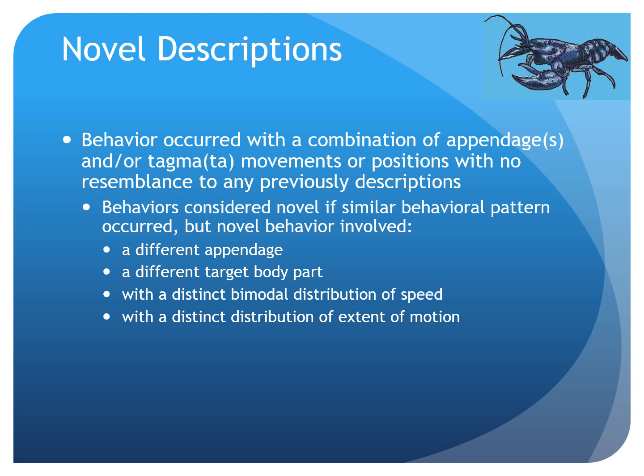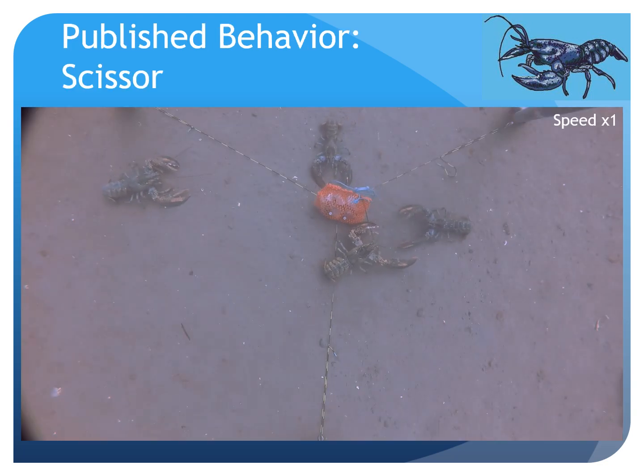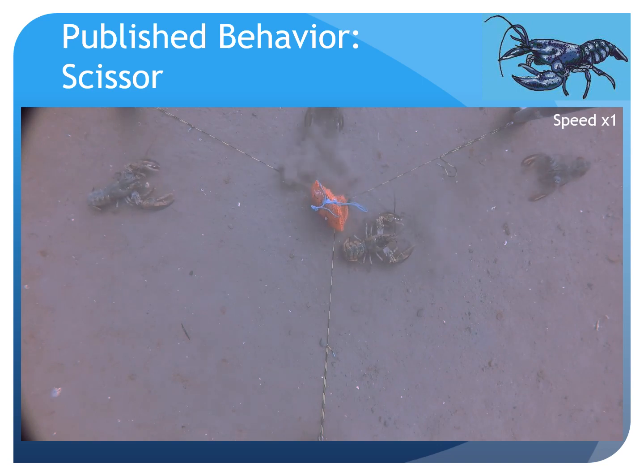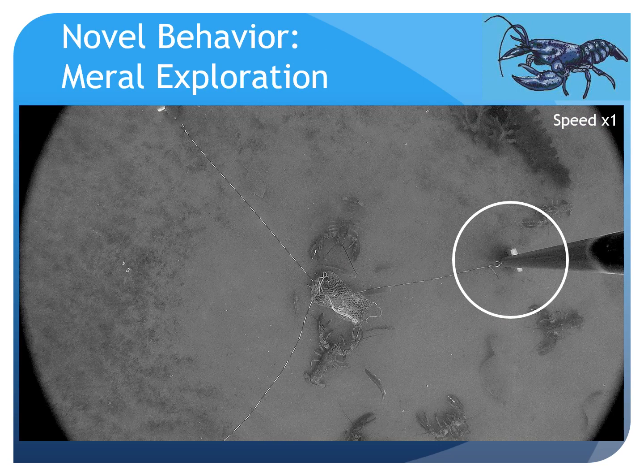For example, lobsters in captivity will use a behavior called scissor during their fights, which looks like this. And she's gonna bap. Beautiful. But in the field videos, lobsters were observed combining scissors with other behavioral patterns to explore their environment in a previously undescribed way, as can be seen in this behavior, which I've called maral exploration.